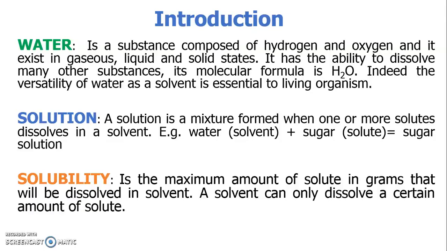What is solubility? Solubility is the maximum amount of solute in grams that will dissolve in a solvent. A solvent can only dissolve a certain amount of solute. Let's take for example, we have 100 grams of solute being dissolved in 10 grams of solvent. This solvent can only allow 10 grams of solute to dissolve completely, while the remaining 90 grams of solute will not dissolve.